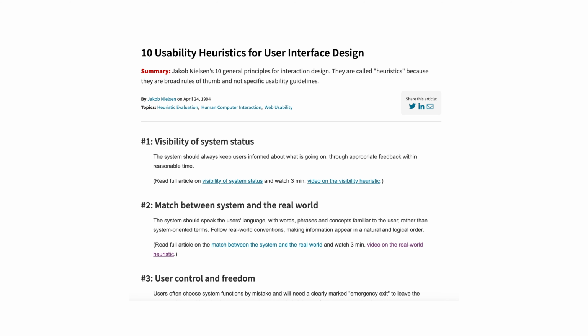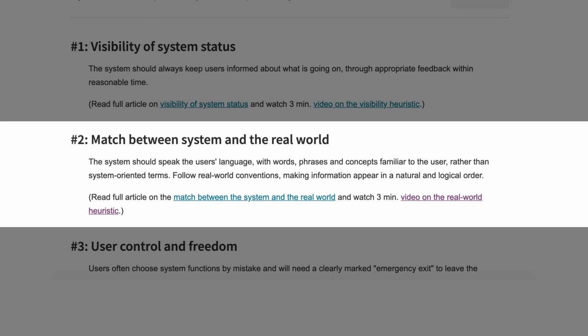And the second one is this, that you should have a match between the system and the real world. The system, that is the thing that you're designing, should speak the user's language with words, phrases, and concepts familiar to the users, rather than system-oriented terms. And so the idea is that you already have a cornucopia of color associations, okay? Colors, that's what we're talking about.